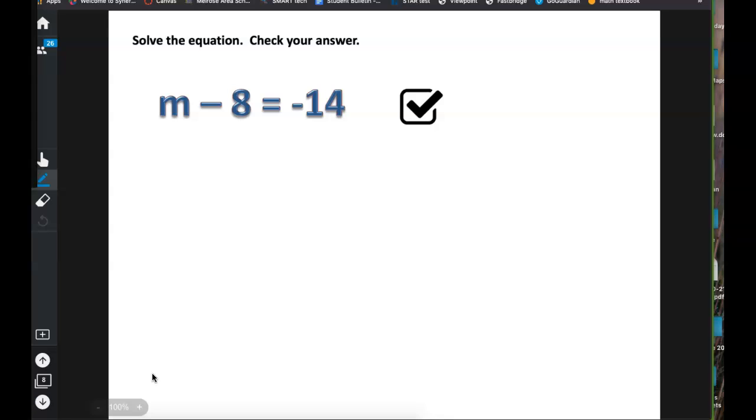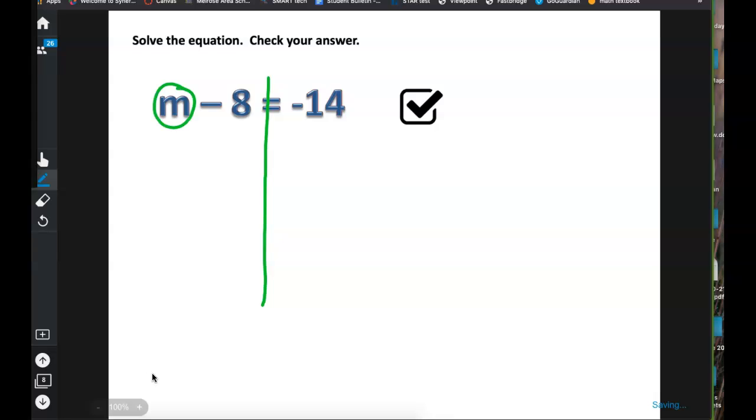Okay, let's try another one. This one says m minus 8 equals negative 14. Okay, now we have some negatives involved. That's okay, we can do that. Write down the problem, m minus 8 equals negative 14. Okay, we always start by drawing a line by the equal sign. Okay, and I'm going to circle the letter. Circle the m.